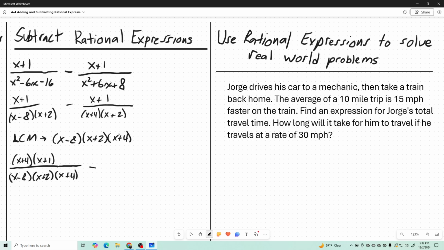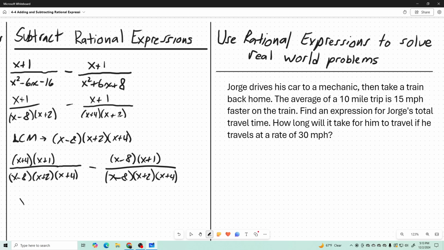And then minus, well, let's look at this. So we have x plus 1 up here, right? And in this case, we didn't have the x minus 8. So we need to multiply top and bottom by x minus 8. So this is going to be x minus 8 times x plus 1, all over the same thing, right? x minus 8, x plus 2, x plus 4.